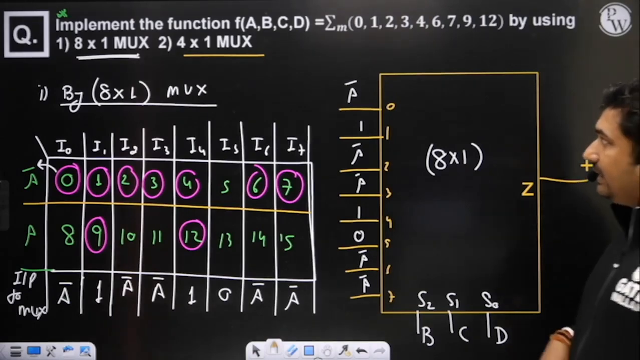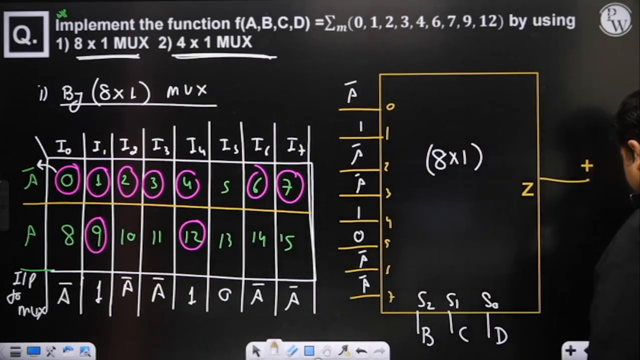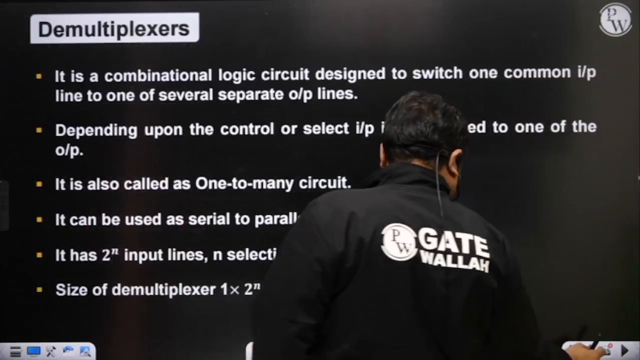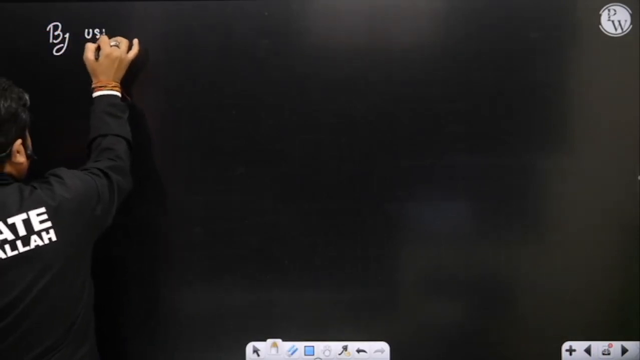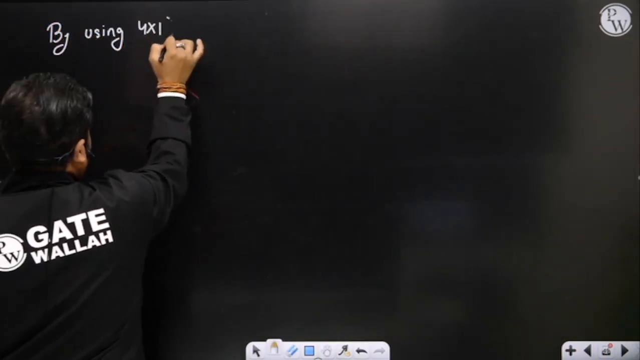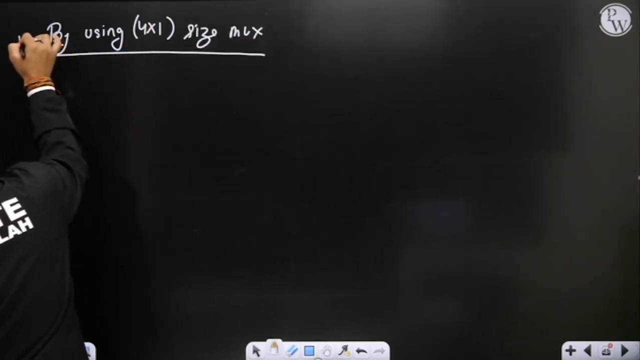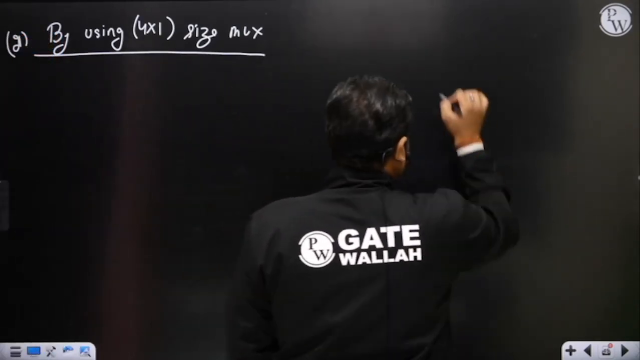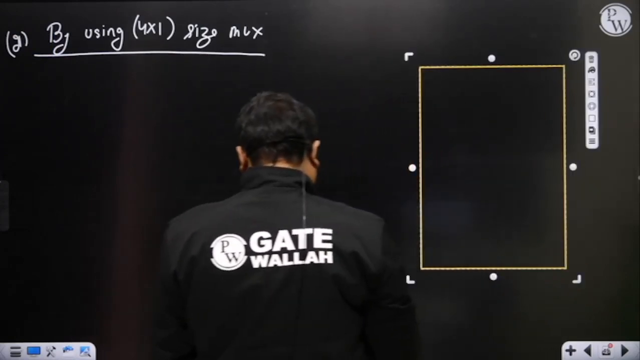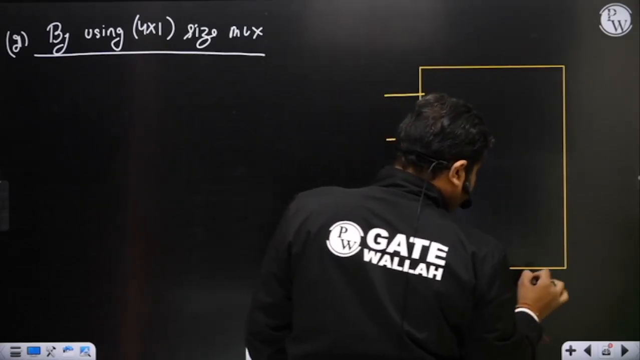Now, I am also interested in implementing it by using a 4 cross 1 multiplexer. Yes, sir. So now please observe here. How to implement by using a 4 cross 1 size MUX? The same function I am going to implement by using a 4 cross 1 size MUX. In a 4 cross 1 size MUX, we can apply a maximum of 2 variables onto the select line.